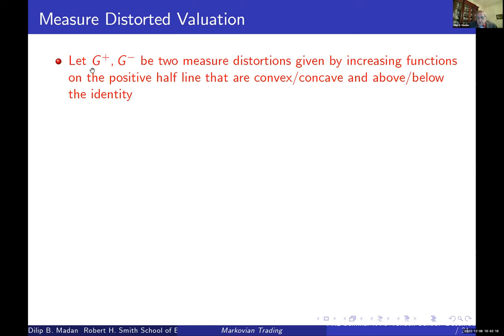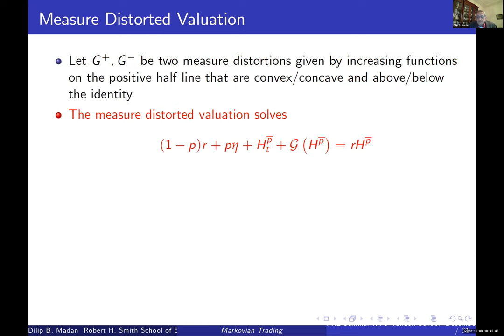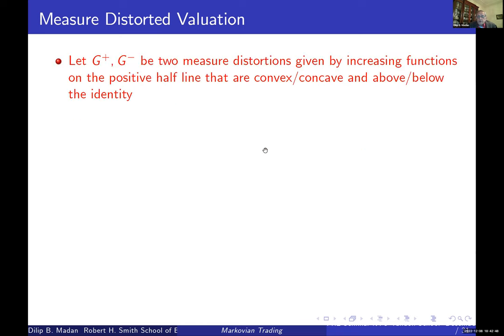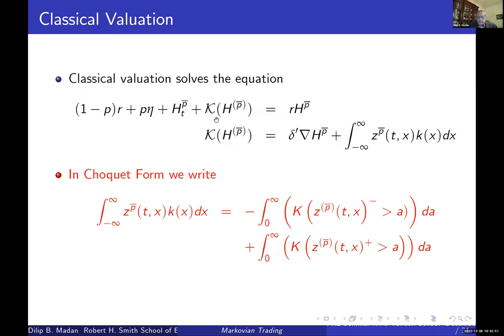And so the way it works is you introduce two measure distortions, which are generalizations of probability distortions that I've worked with in earlier days. And these measure distortions are two increasing functions. The G plus is concave and above the identity. The G minus is convex and below the identity. And they're concave distortions. And you change your operator from your linear operator here. This is your linear operator. You change it by putting in the nonlinear operator there.